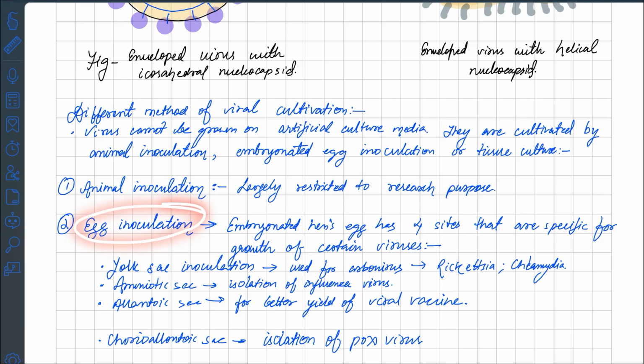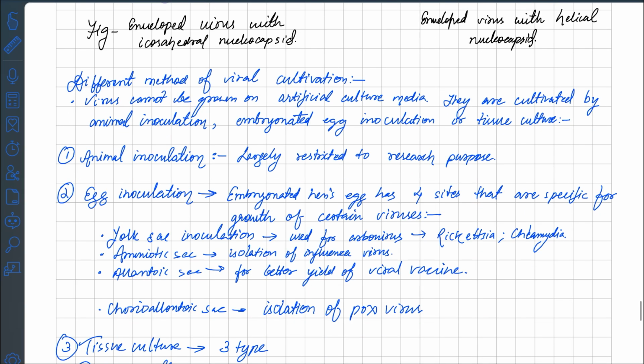The second is the egg inoculation, where the embryonated hen's egg is used, and this egg has 4 sites which are specific for growth of certain viruses. First is the yolk sac, second amniotic sac, then the allantoic sac and chorioallantoic sac. The yolk sac inoculation is used for arbovirus like rickettsia, chlamydia. Amniotic sac is used for inoculation of influenza virus. Allantoic sac is used for inoculation of viral vaccine, for the better yield of viral vaccine, and chorioallantoic is used for isolation of pox virus.